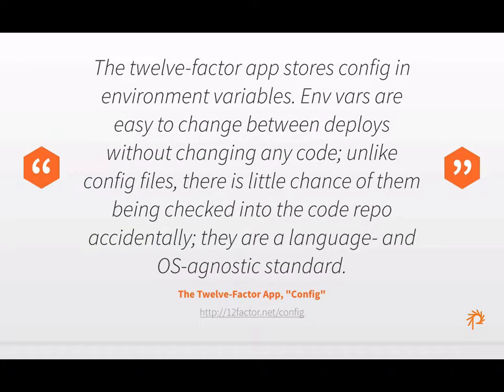So the way that platform as a service platforms work around this, the 12-factor app stores config in environmental variables. Environmental variables are easy to change between deploys without having to change any code. Like if your main database server goes down and you need to point it somewhere else, you could use a virtual IP for that, but you could also just use a given environmental variable. Unlike config files like settings.php, there's little chance of them being checked into the code repo accidentally, and they're a language and OS agnostic standard. So whether you're on Mac OS X or Linux or Windows, environmental variables are a thing, right? You're running a program and you can set path equals this or database URL equals this.